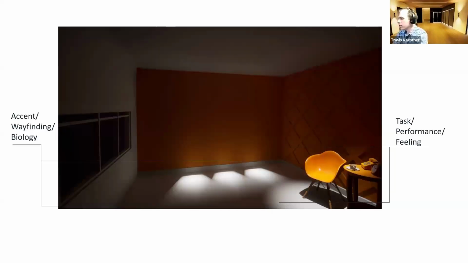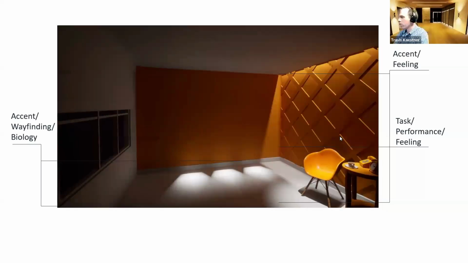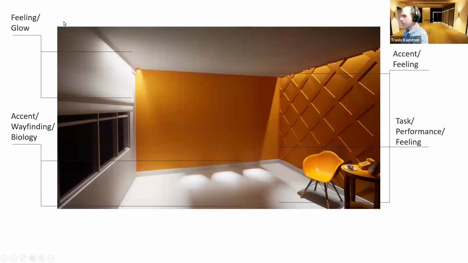Accent, wayfinding, biology, again, mounted 4 foot or lower, you've got step lights in there that are not your overhead light waking you up, and they're guiding you along the wall, along the walkway. Accent, feeling, this one up on the ceiling. You don't really see the light source. It's just kind of leaving from the ceiling, which creates this angelic feeling. You marry it on the other wall there. You get the feeling glow.